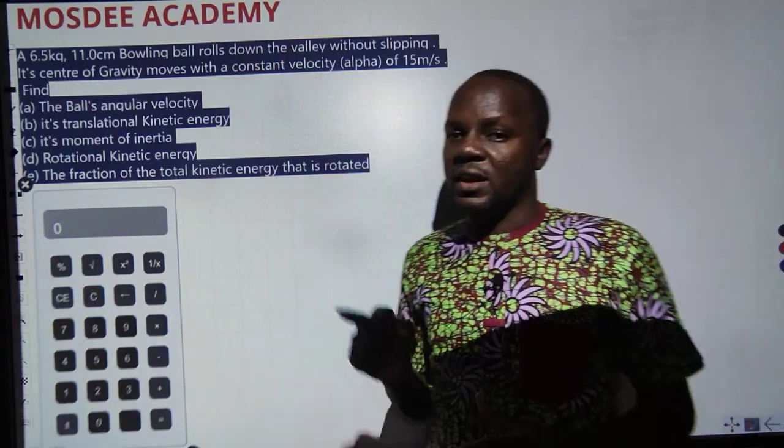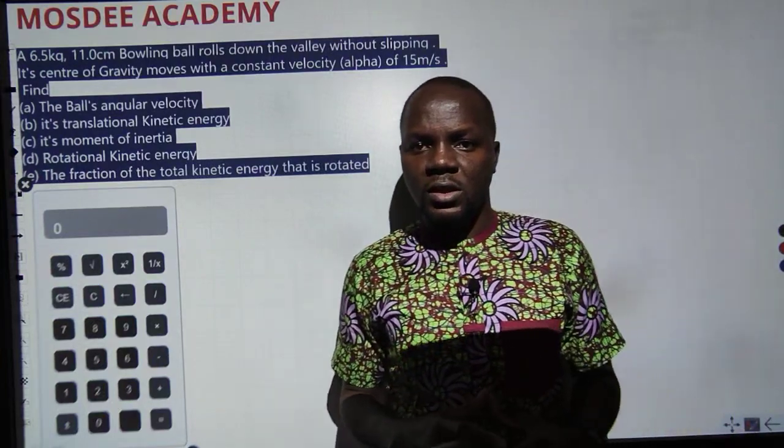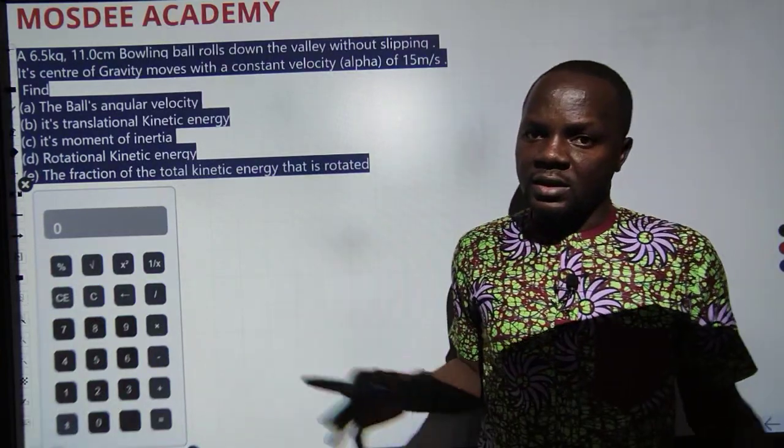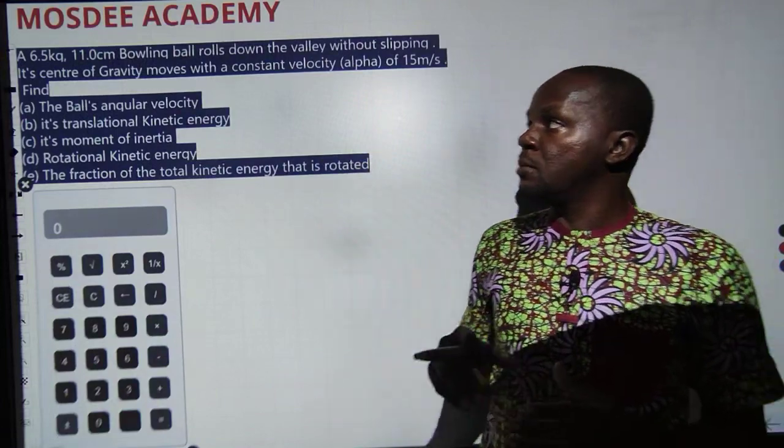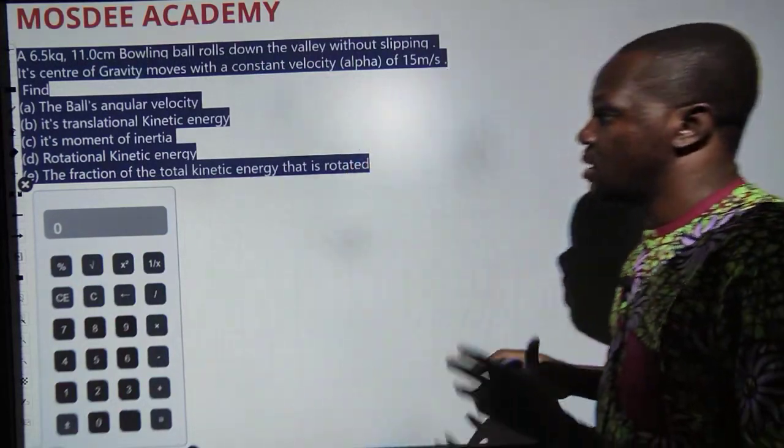Centimeter is not the standard unit of measurement of length or radius or diameter, as the case may be. So an 11 centimeter bowling ball means the diameter of the ball is 11 centimeters. So I will need to convert that to a radius in the standard unit. So let's start with the first part.